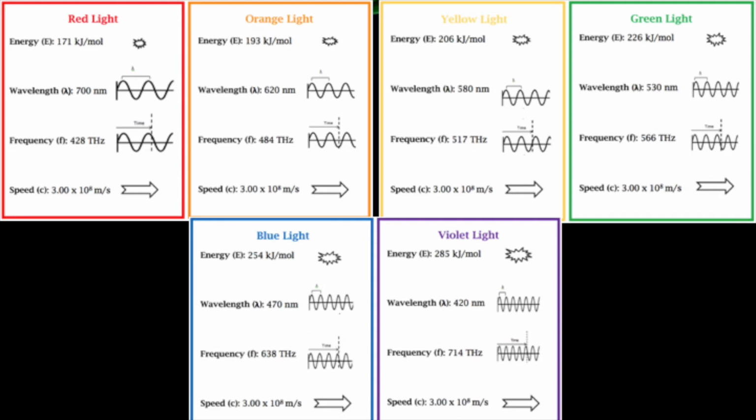Looking back at these cards again, notice that the symbol for energy is just a capital E. The next question on your packet asks about what happens to the amount of energy as you move from red light to violet light. So look at those numbers for energy, record what you notice is happening to the energy as you move from red to violet.